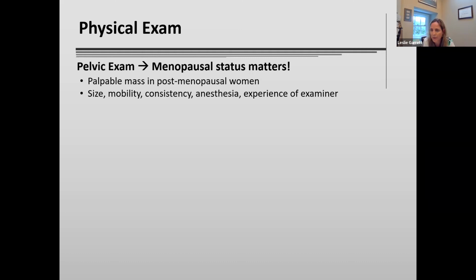Because premenopausal, oh, maybe it's a fibroid, maybe it's a physiologic cyst, but in the postmenopausal woman who maybe has been your patient forever, you know that there aren't fibroids there because every year you feel her uterus and it's always been small and now you're feeling something. Now you're going to be a little more concerned. But obviously physical exam is not perfect. And things like the size of the mass, whether it moves around, where it is, is it way up in the abdomen because it's torsed, or is it way down in the pelvis, and then the experience of the examiner.